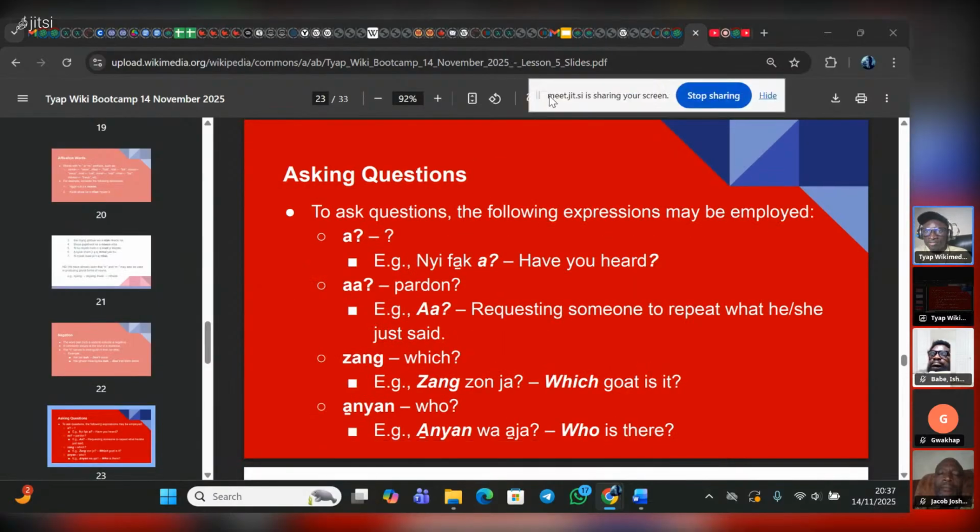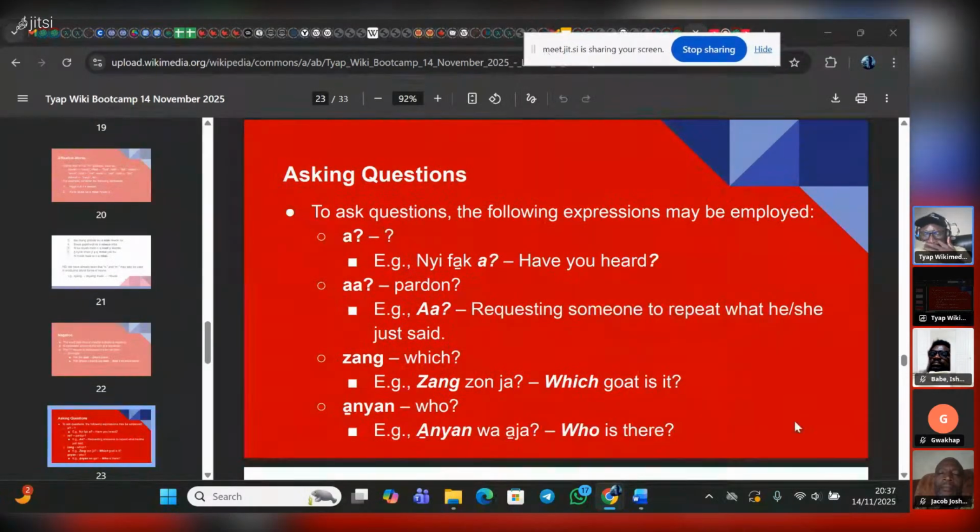So we also have asking questions. We have different ways of asking questions in Tiap. Now, to ask a question in Tiap, the very first one is a, and this is usually a question marker in Tiap. Nifaga, did you hear? Ni is you plural, fuck is to hear, and this we can't translate to English. So it's just a question marker in Tiap. Yeah. So Nifaga, did you hear?